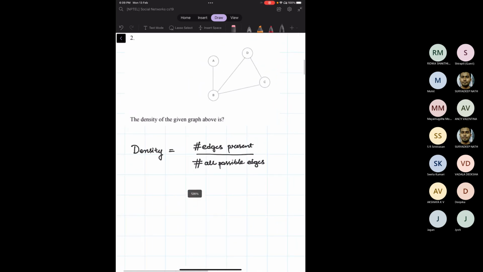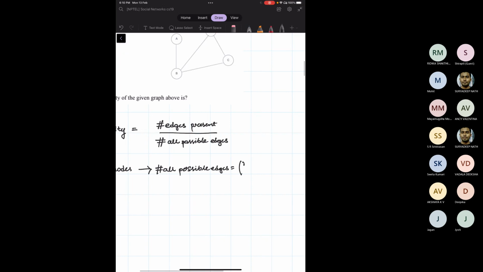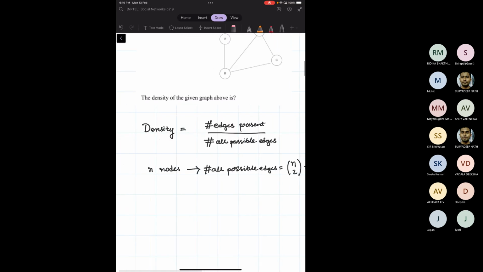So in a graph of n nodes, the total number of possible edges is equal to n choose 2, or n into n minus 1 over 2.